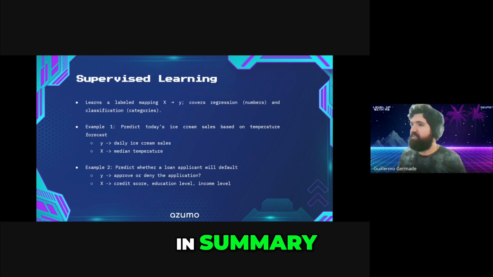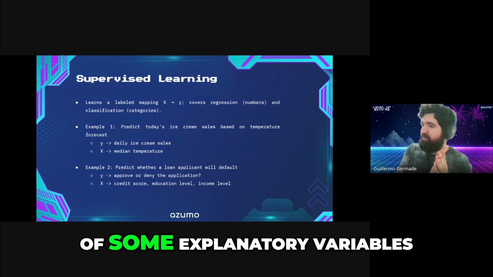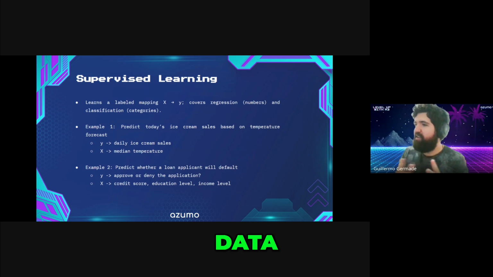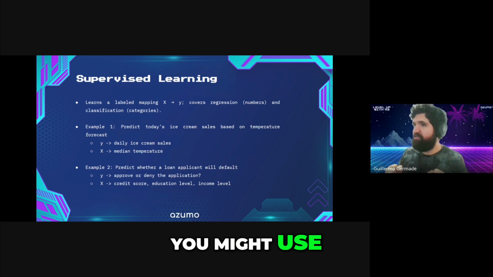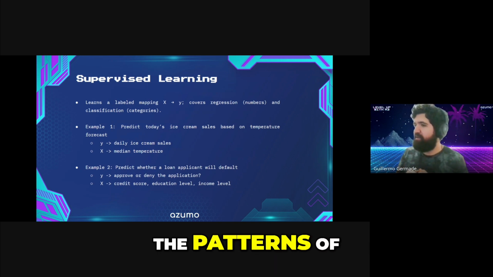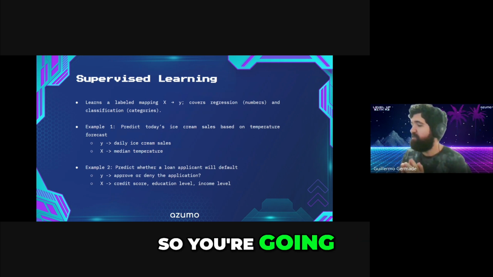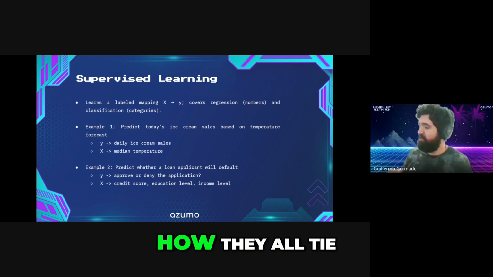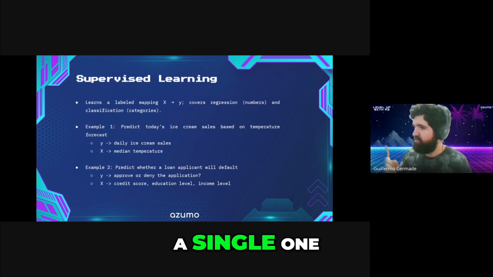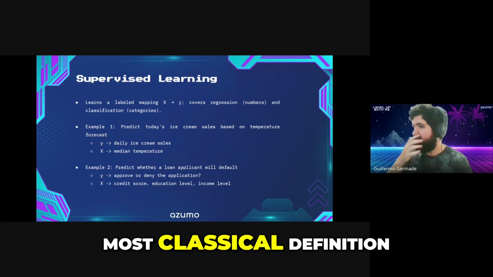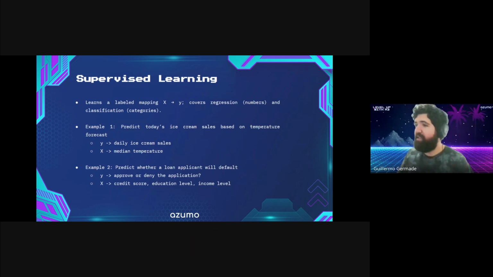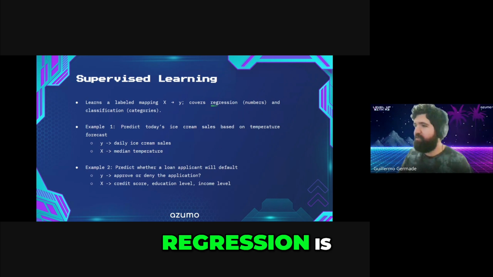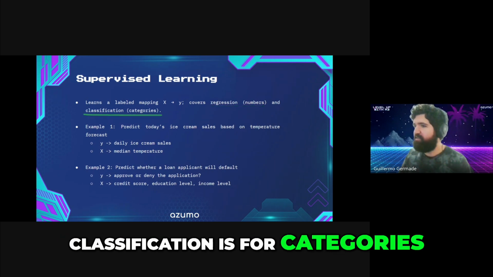So in summary, supervised learning, you feed a set of data and it learns from the relationship of some explanatory variables, a set of data that you might use to explain the patterns of the prediction variable. So you're going to try to tie maybe 5 to 10 to 100 variables and how they all tie together into predicting a single one in the most classical definition, let's say. Regression is for numbers and classification is for categories.